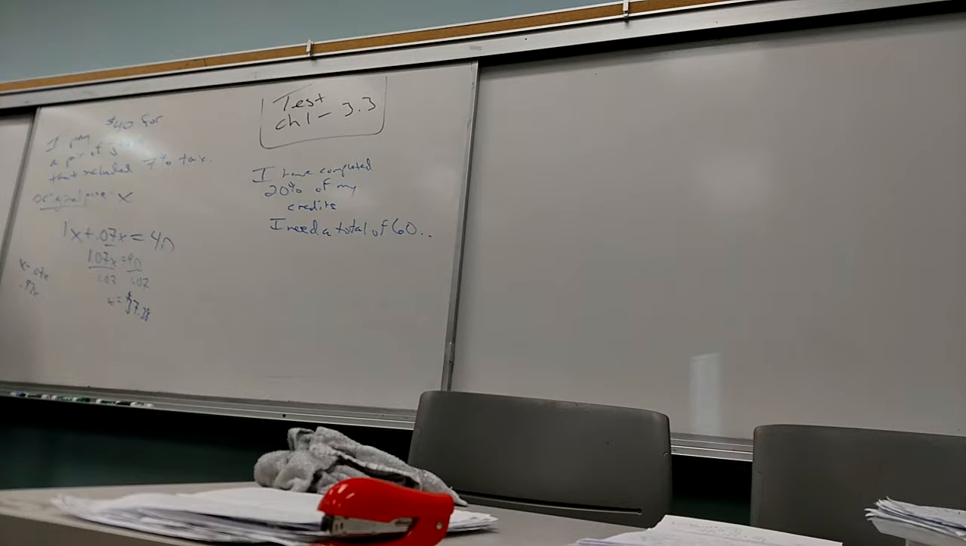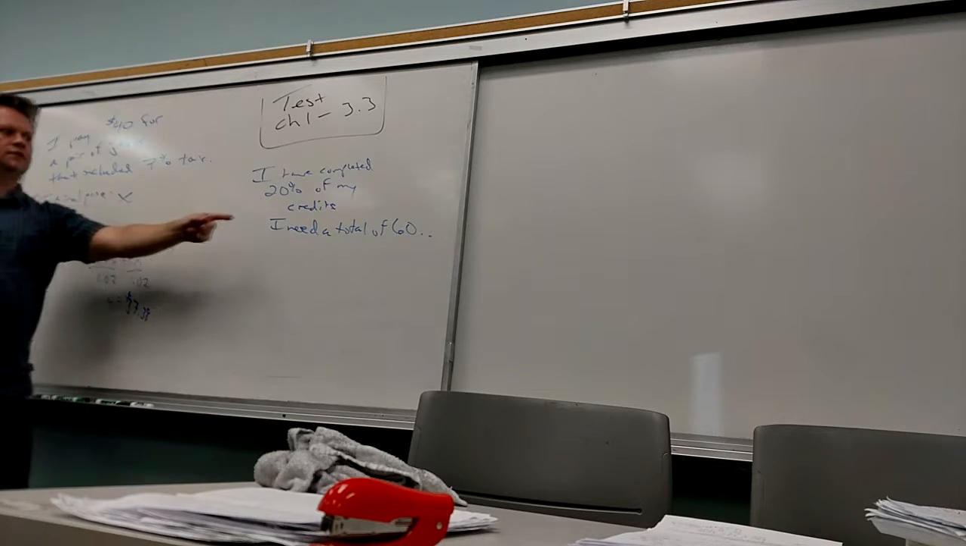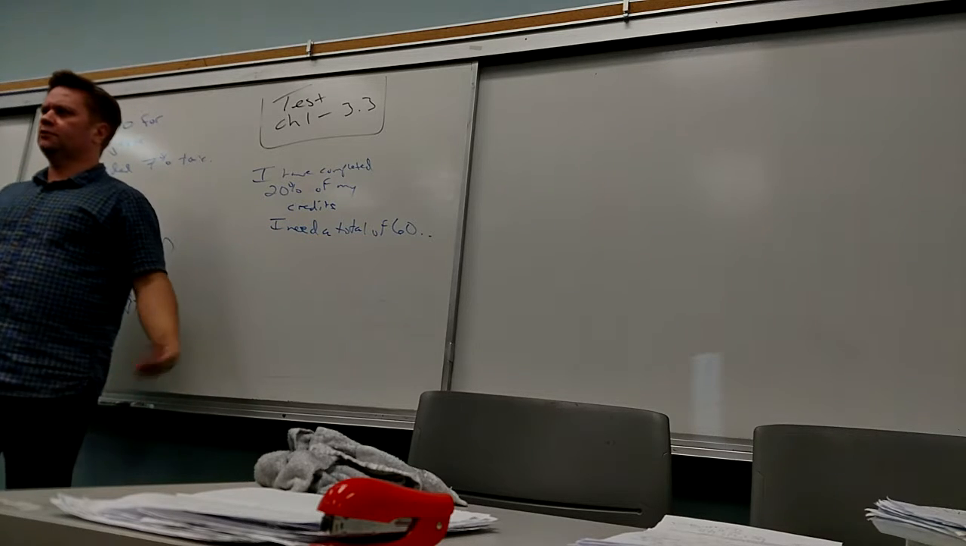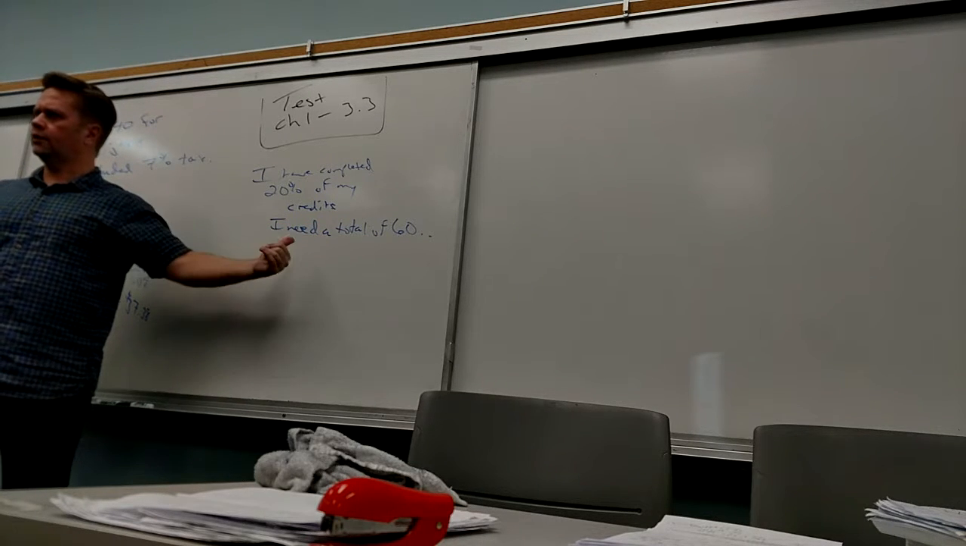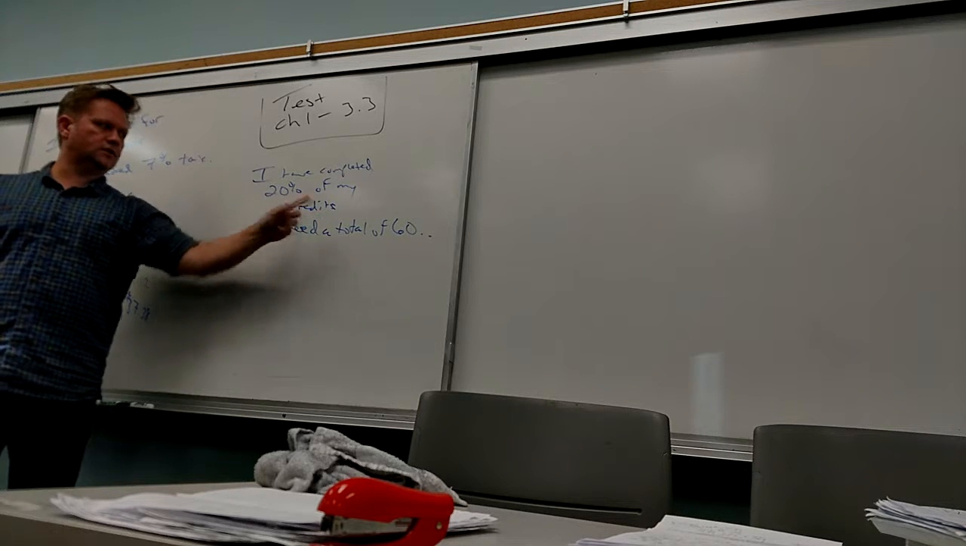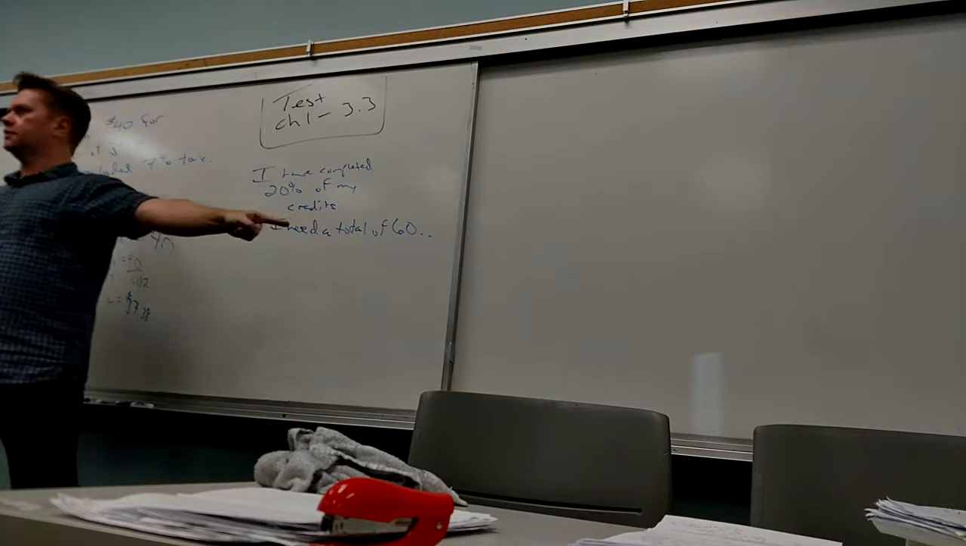This is not like the last one at all. This is so much more direct. That one was harder because I didn't know where I started. That's classic algebra, working backwards. Here, I need a total of 60, and I've completed 20% of that. So what do I do for this? Yeah, 60 times 0.2. 20% of 60.